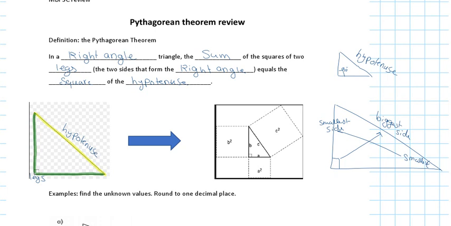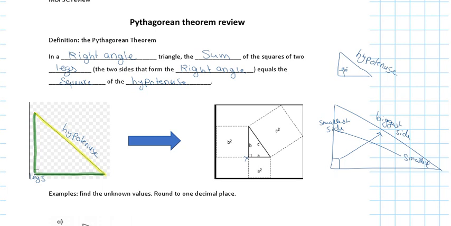So, the sum of the squares. So if I square both legs, so if I raise it to the power of 2, so a squared and b squared, it's going to equal the square of the hypotenuse, c squared. So they always call the hypotenuse c, all right? And then the two legs, they call them a and b. So I have a squared plus b squared. So if I add the square of this plus the square of this, it's going to equal the square of this. So this is where a squared plus b squared equals c squared comes from.